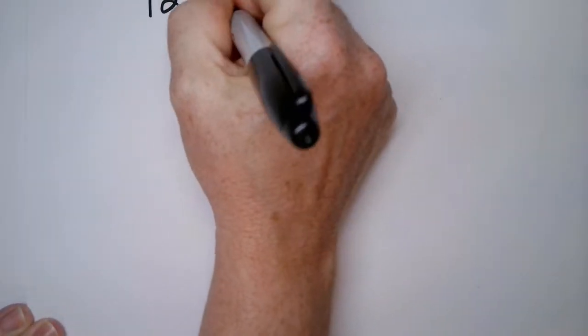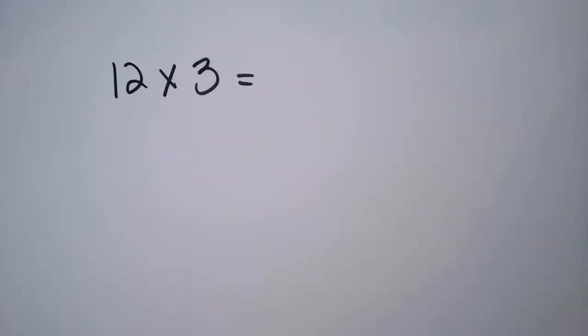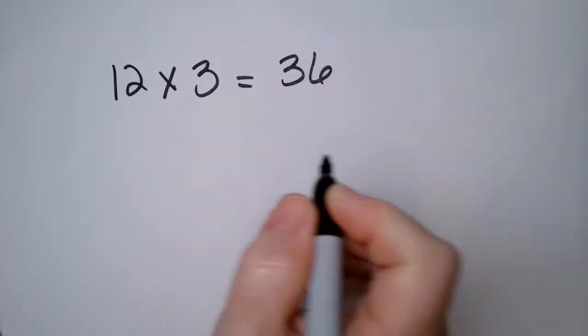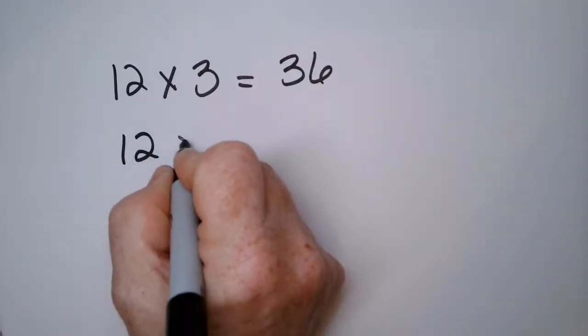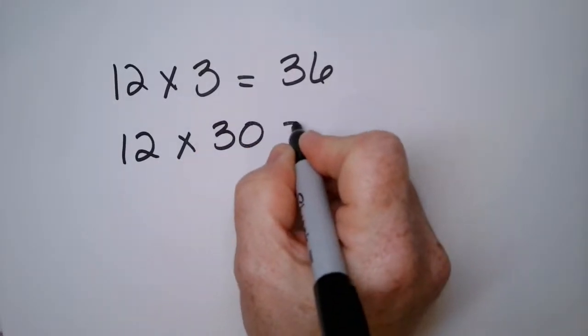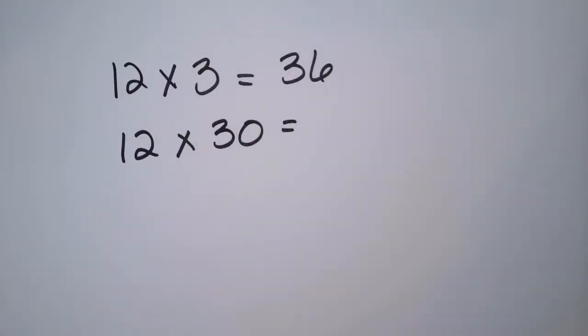If I ask you, what is 12 times 3? Can you shout out the answer? 12 times 3. Yeah, this is not hard. This is not even a decimal. 36. Excellent. What if I said 12 times 30? How would you handle that? Do it in your head.